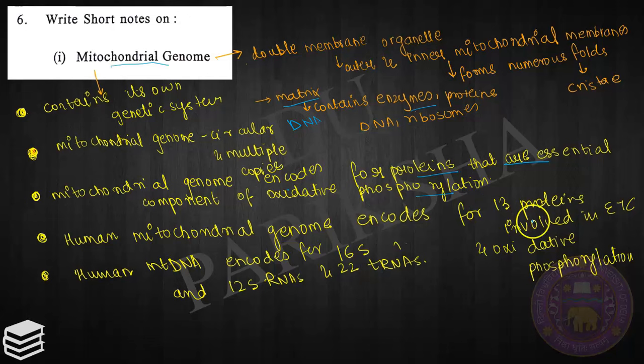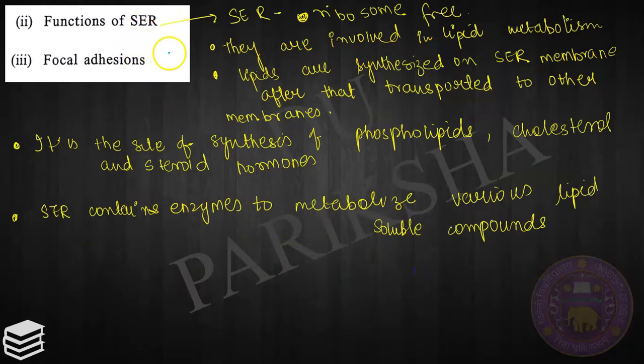genome encodes for 13 proteins that are involved in ETC and oxidative phosphorylation. Human mitochondrial DNA, that is mtDNA, encodes for 16S, 12S rRNAs and 22 tRNAs. Okay, 22 tRNAs. So the second one is functions of SER.